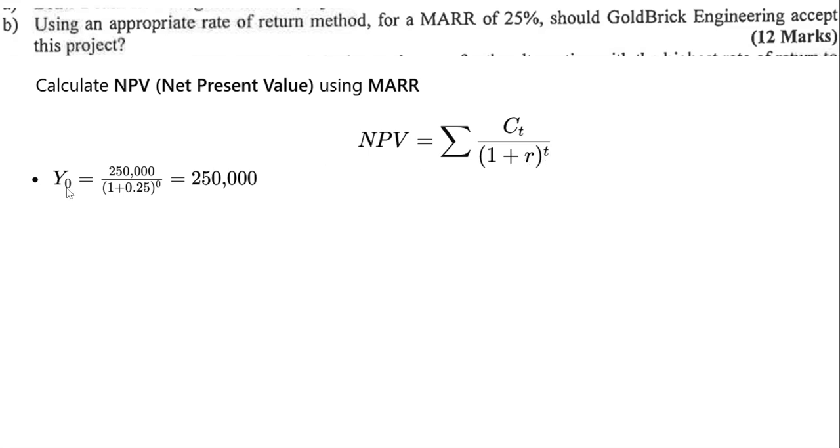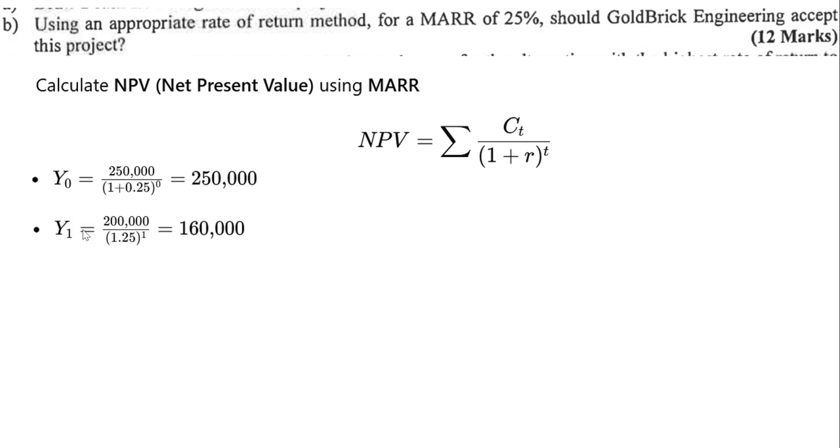So for example, here on year 0, we have $250,000 receiving. So this would be plus 250,000 divided by 1 plus, what is the interest rate? As mentioned, the minimum attractive rate of return would be 25%. So 1 plus 0.25. Which year are we talking about? Year 0, so to the power of 0. So the net present value for year 0 would be $250,000. We have to calculate this amount for all 4 years.